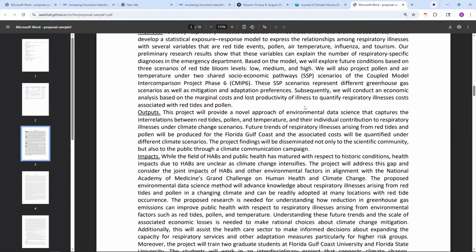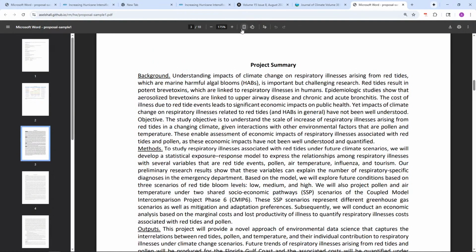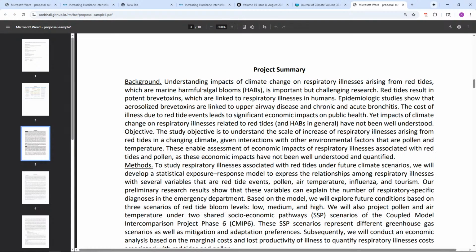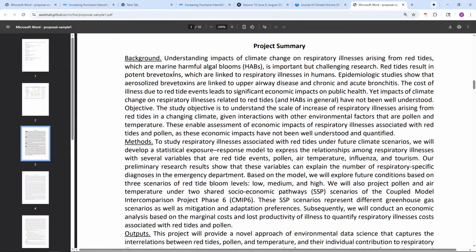So let's look at the project summary. How did I start my project summary? In the project summary, I started with the background information. The background information would be that the health impact due to climate change, due to red tide, is not very well understood, and this, for example, is a health problem. It has an economic impact on the state. It affects so and so and so.